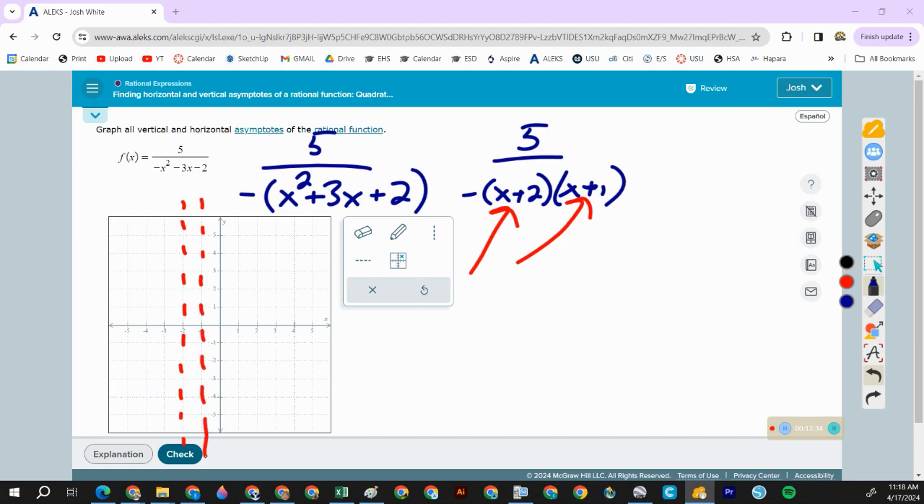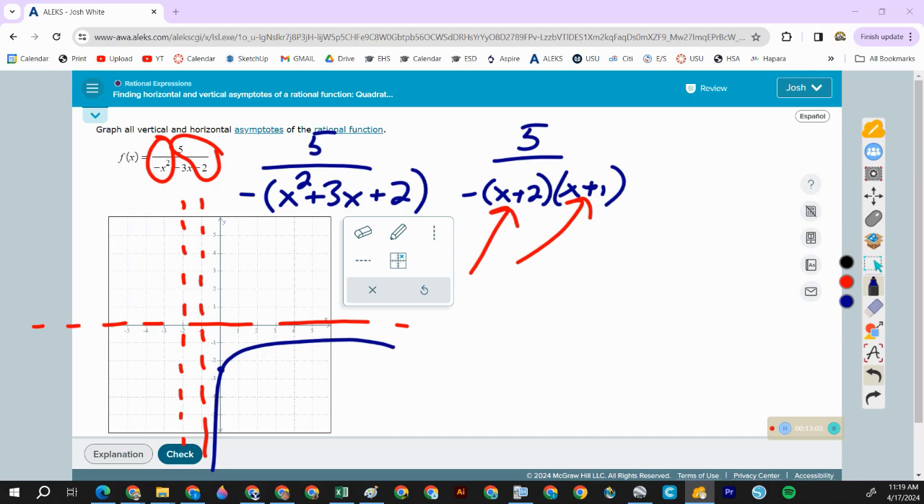Okay. What does this tell me? The HA is at 0 because the bottom is stronger than the top. Okay. And what does this tell me? Y-intercept is at -2.5. And that's all I need to graph it. So this has to look like that.